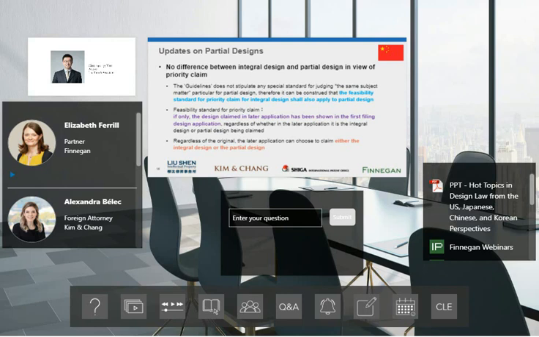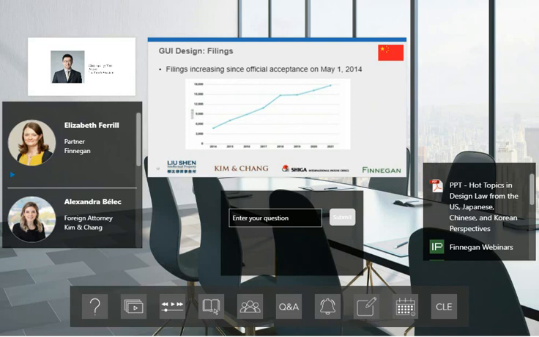So actually, the time is running about maybe 10 minutes. So maybe I will give a very quick browse on the following content. Let me see, here's another topic, which is the GUI design.